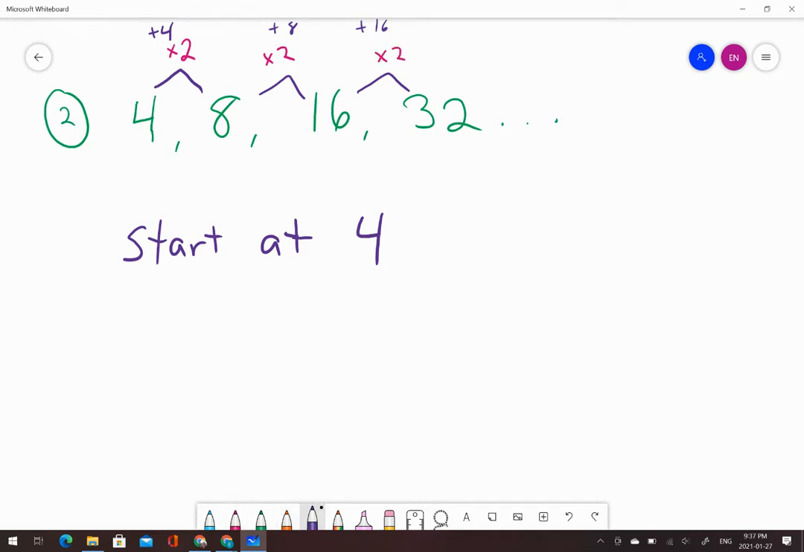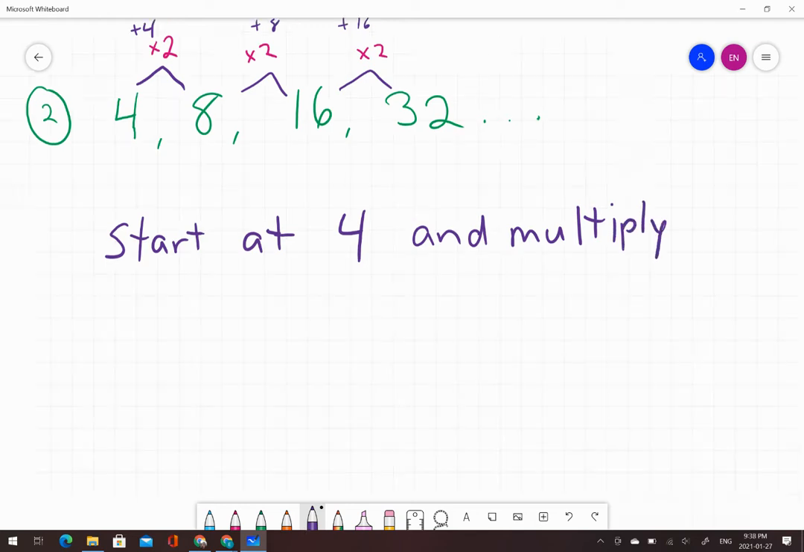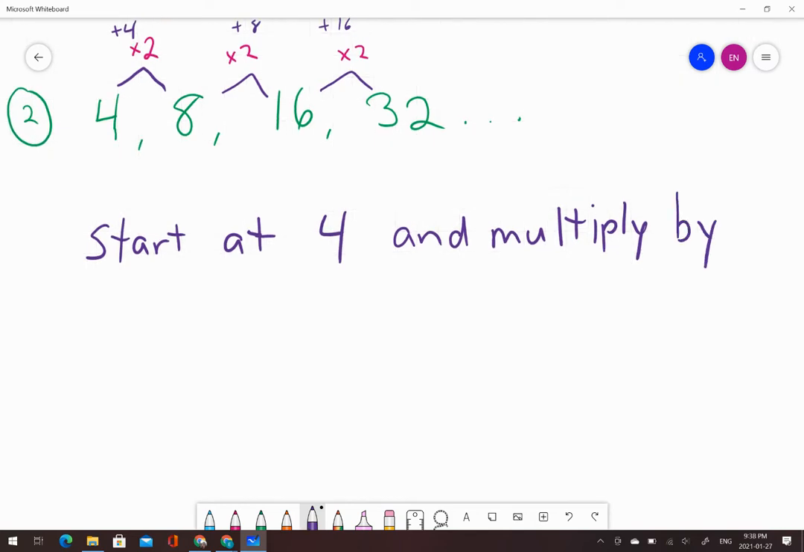So my pattern rule is start at 4 and multiply by 2 each time. So if I want to find out what my fifth term is, I need to start here at 32 and I need to double it. I need to multiply by 2. So 32 times 2 is 64.